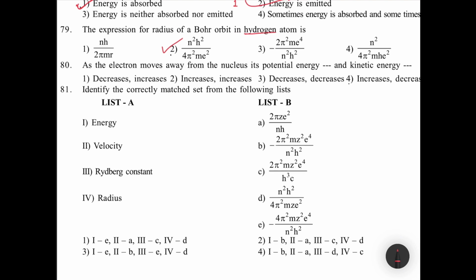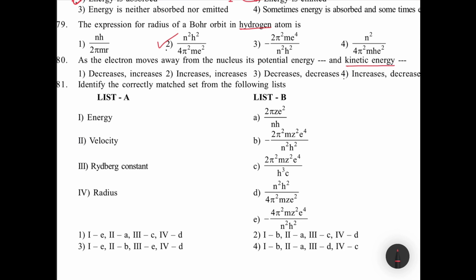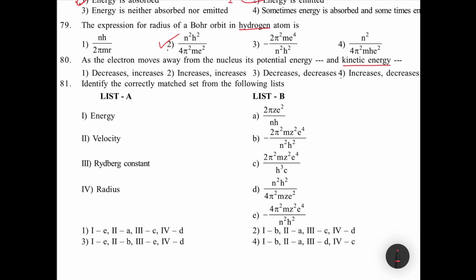As the electron moves away from the nucleus, its potential energy and kinetic energy, what happens? As we are moving away from the nucleus, the energy of the electron increases. Energy of the electron is directly proportional to potential energy, so potential energy increases and kinetic energy decreases. That's it. Thank you. It is Lakshma Reddy sir.